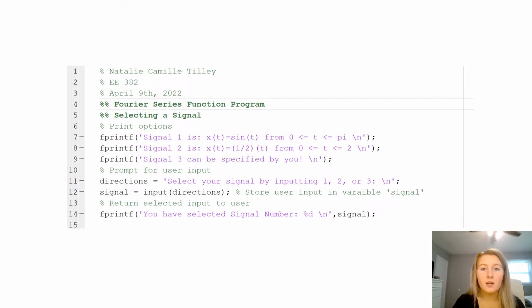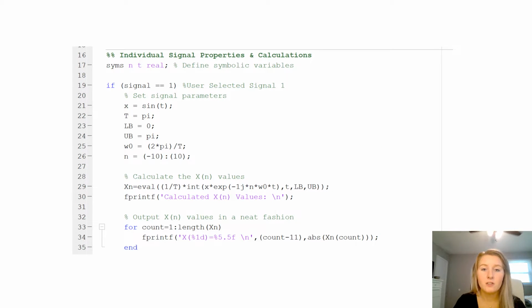My project begins with outputting print statements and asking for user input for them to select which signal they want to use. I have a series of if statements to sort the user's input. So if they did select signal 1, the signal parameters are hard-coded in, and then the code moves on to solving the Fourier series coefficient, x of n.